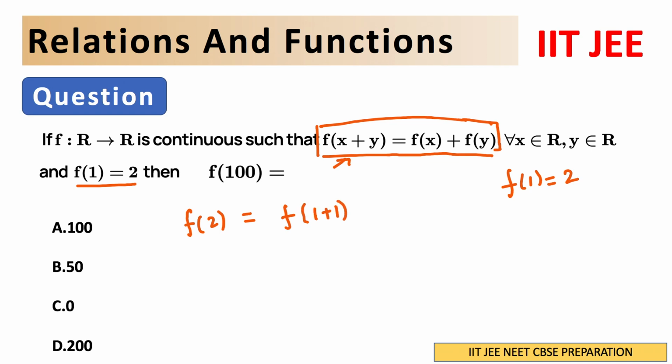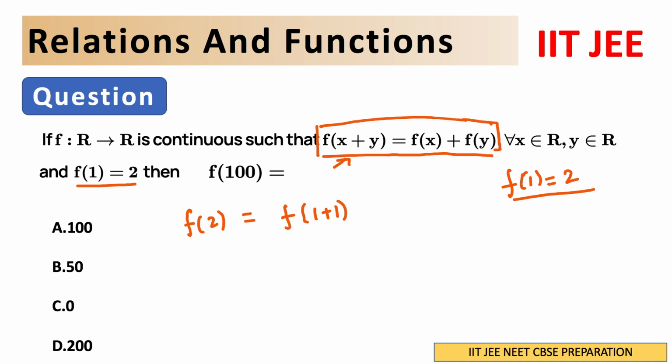Why am I using 1 plus 1 and not 2 plus 0 or any other number? Because we have to make use of f(1), this value. If I write 2 plus 0, then I don't have f(0). Anyway we are calculating f(2), but f(0) is not present, so we don't have that answer. What is the value of f(0)? We would not be able to figure out f(2).